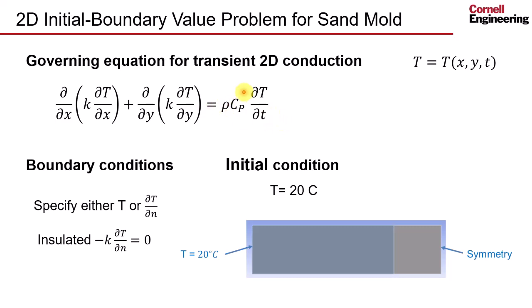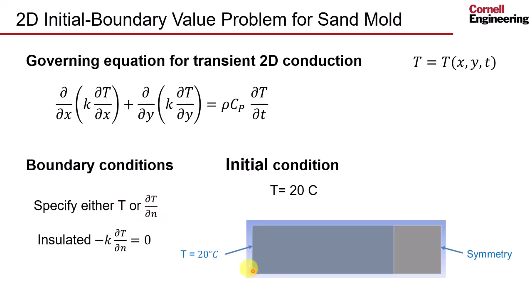and this is all applied to an infinitesimal element, in this case within the sand, and this is the change in energy with time, or internal energy. And we need to solve this governing equation and calculate temperature as a function of x and y and time. For the boundary conditions, we specify either the temperature or the gradient of temperature, the normal gradient of temperature.